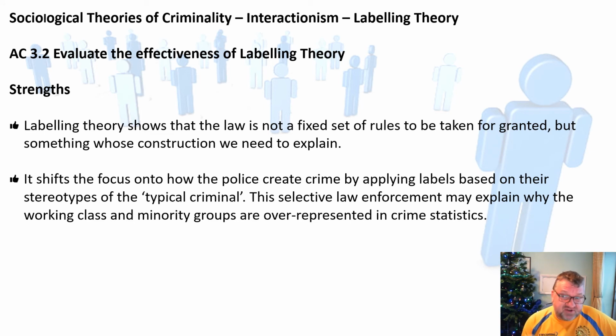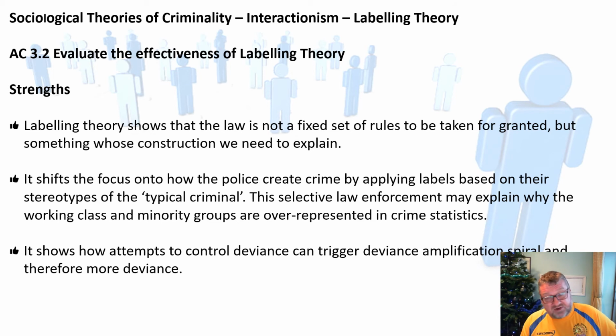And it shifts the focus onto how the police create crime by applying labels based on their stereotypes of a typical criminal. So this selective law enforcement may explain why working class and minority groups are overrepresented in crime statistics. And it also shows how attempts to control deviance can trigger a deviance amplification spiral and therefore more deviance.